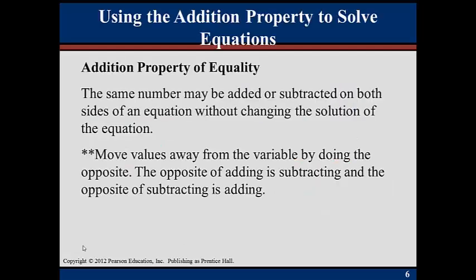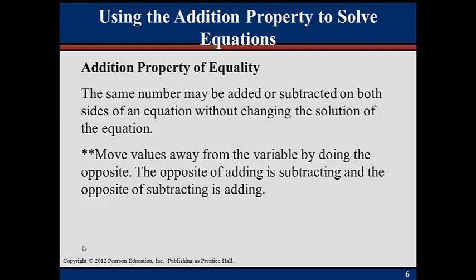Alright, so now we can talk about how do we solve equations. The first property will be the addition property. The addition property says the following. The same number may be added or subtracted on both sides of the equation without changing the solution of the equation. In another sense, when I'm solving an equation, I want to move all numbers away from my variable. In order to move a number away from your variable, you want to do the opposite.